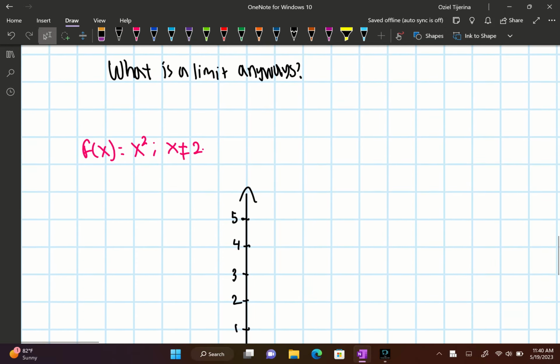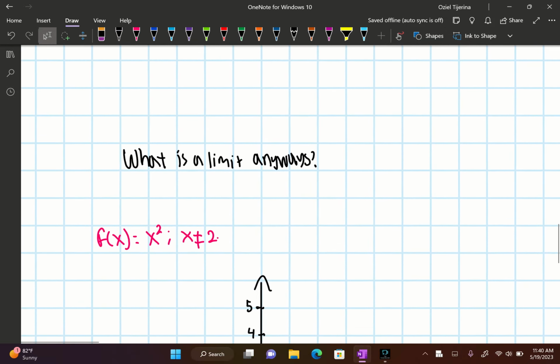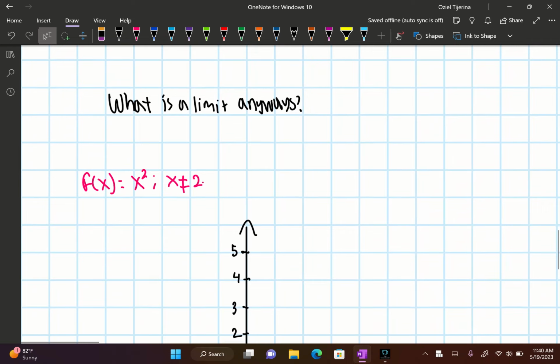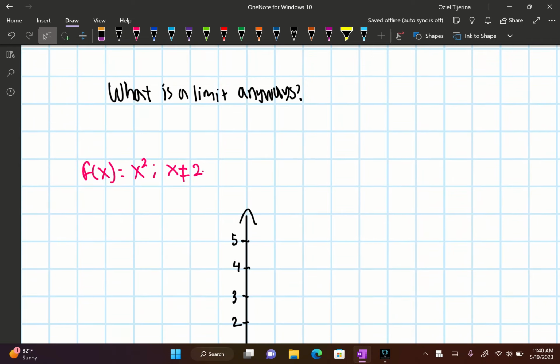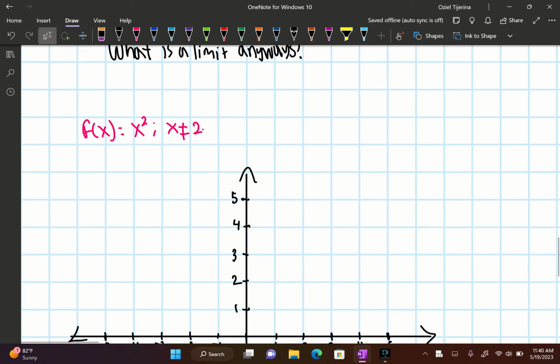So in this video, what I want to do is define what a limit actually is, graphically in this case, and what it means in terms of calculus, mathematically, on the graph.